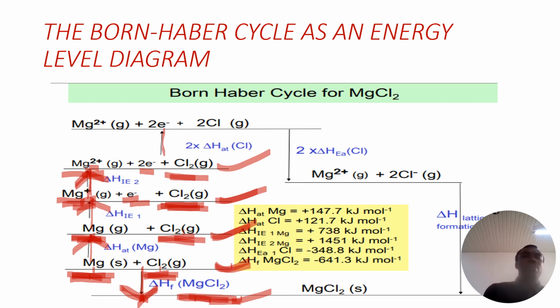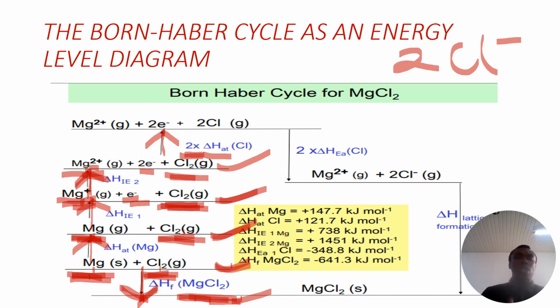The next stage is an endothermic process. You can see the arrow is moving up. It is the enthalpy change of atomization of chlorine. And you can see that the enthalpy change of atomization of chlorine is multiplied by 2, because from the formula we have 2 moles of chloride ions. So if you have to carry out the calculation, you have to multiply the enthalpy of atomization by 2.